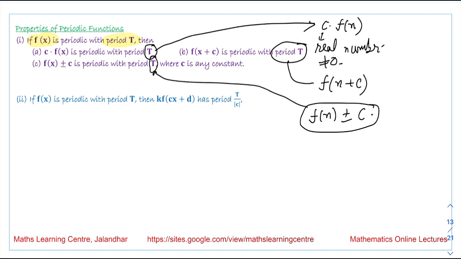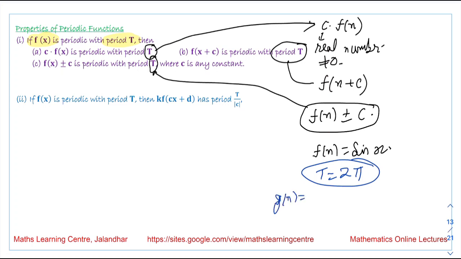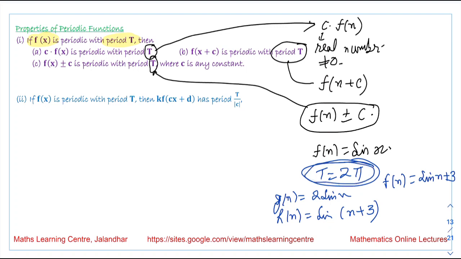So suppose I am talking about the function, say f(x) is equal to sin x. The period of this function we know is 2 pi. So what this says is that if we have the function, say g(x) is equal to 2 sin x, or the function h(x) is equal to sin of x plus 3, or say f(x) is equal to sin of x plus 3, in all these cases the period of this function will remain 2 pi.